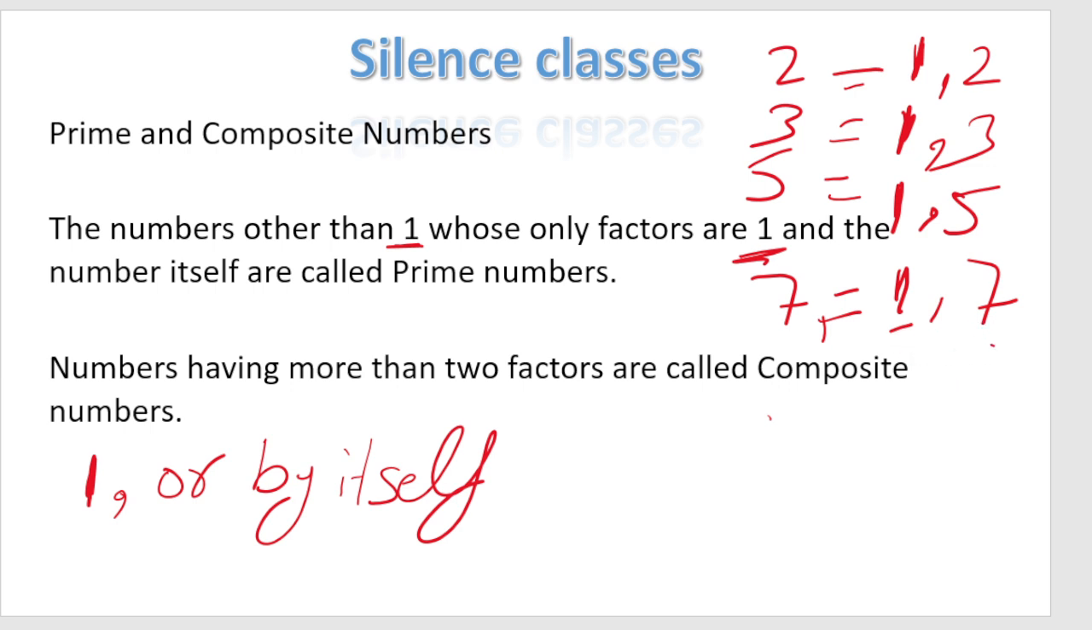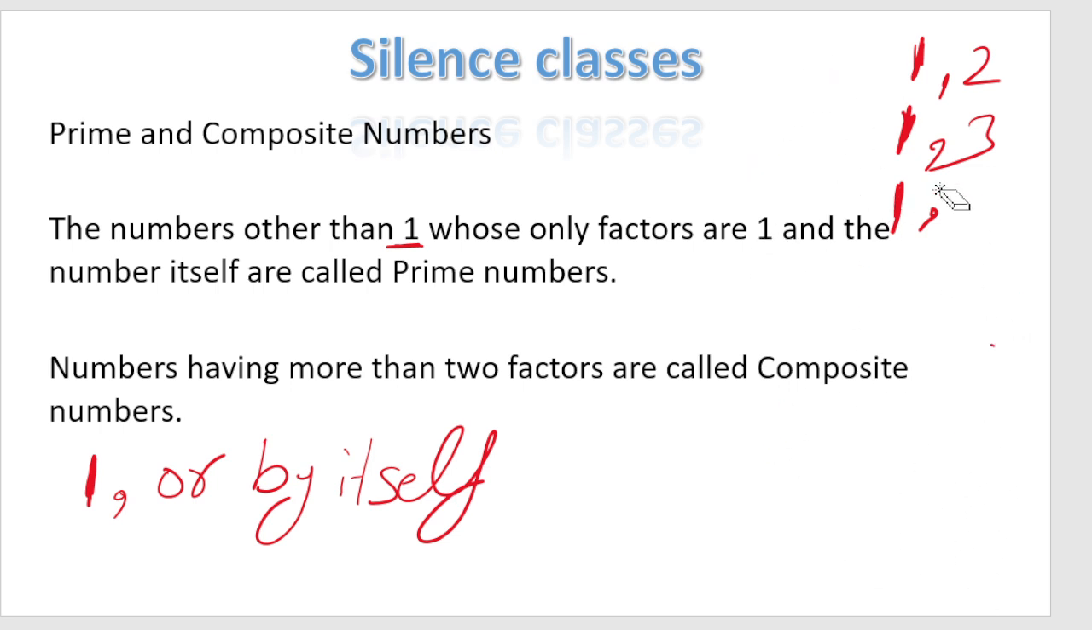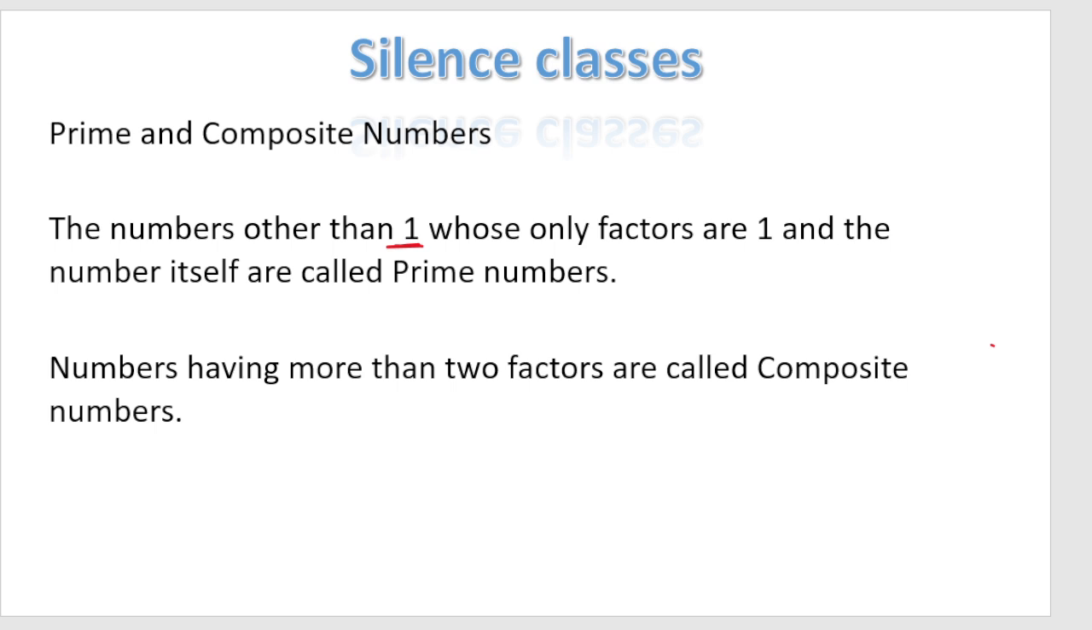9 is also not there. 11 is there because we can only divide 11 by 1 and by 11 itself. No other table can divide 11. Like 13, and so on. So prime numbers are those numbers which can be divisible by 1 and by itself. If you want, you can note down the definition which I have told you.